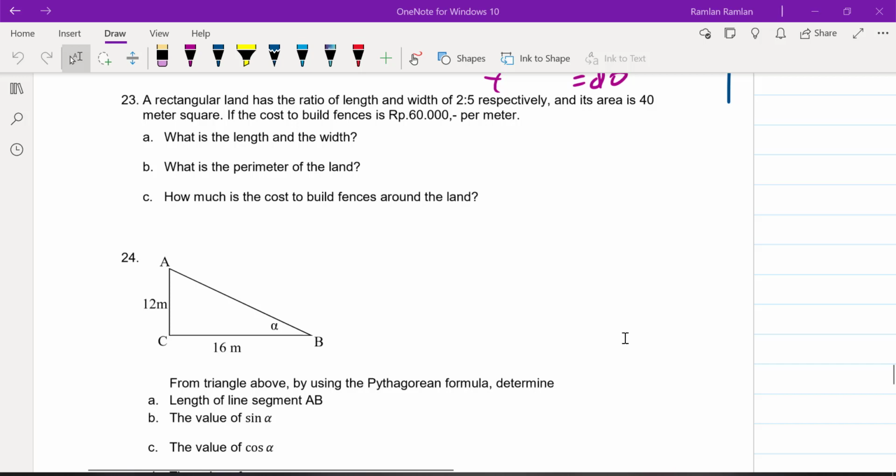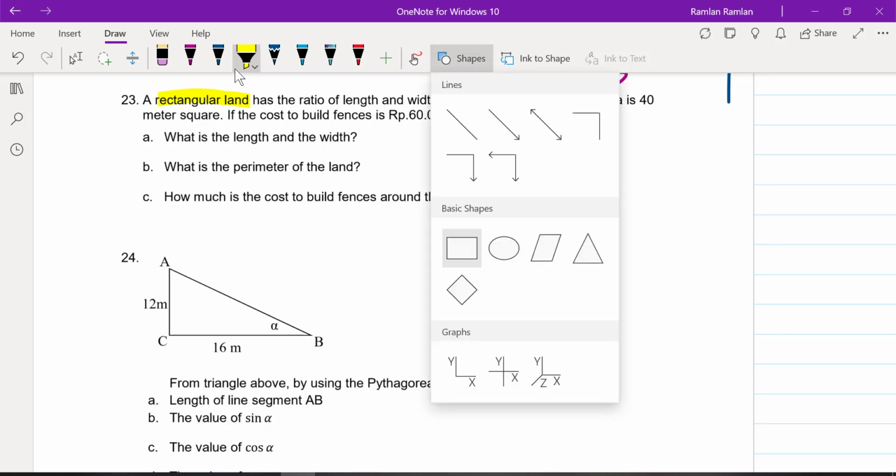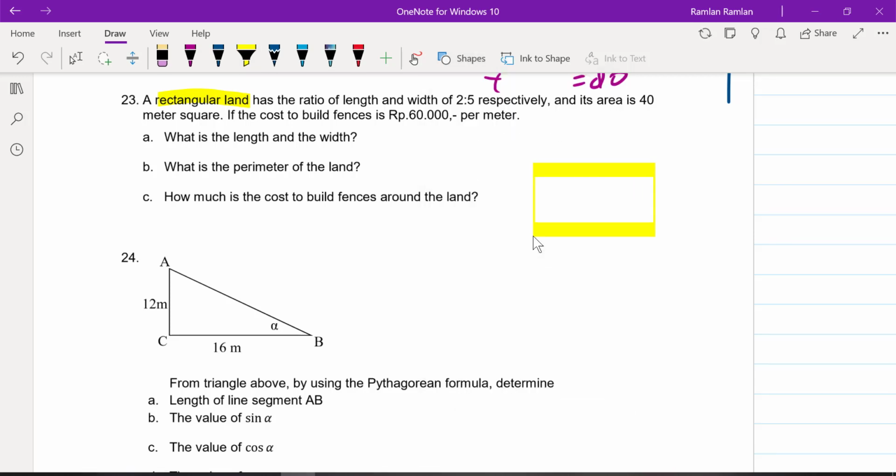Okay, so again, like I said before, guys, whenever you see a word problem, you need to analyze every sentence, right? And if you can draw it, like if it's geometry, just draw it. So I'm going to start with the first sentence: a rectangular land. So the shape is going to be a rectangle. So I'm just going to go and draw a rectangle. That's the first thing that I'm going to do.